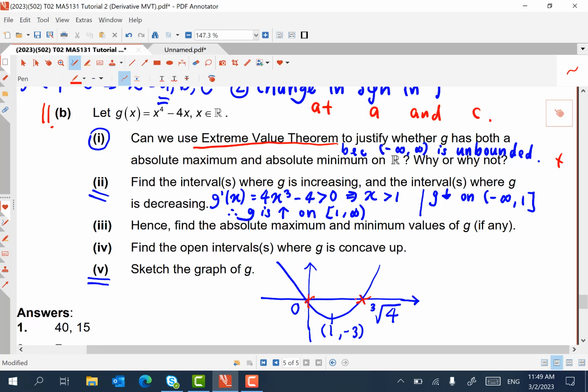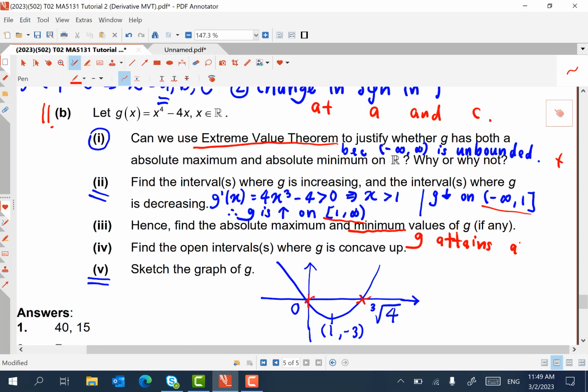Now let me retake this. The interval for which it is increasing and decreasing, as pointed out by some of you, one is double counted. One is included in the increasing as well as the decreasing. And then in this question, you are asked to find the absolute. In this case, you only have absolute minimum. So you say that g attains.